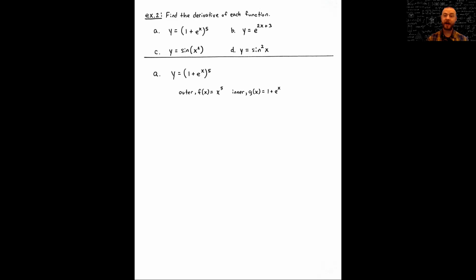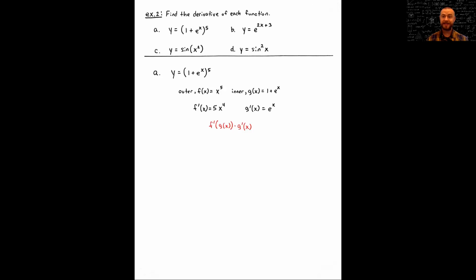All right, we can easily calculate these functions' derivatives applying the power rule and then the basic exponential rule for its derivative. The derivative of e to the x is itself. Now we have all of our pieces here. We just combine them back together with our chain rule here written in red.